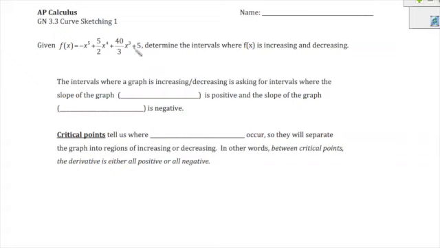f of x equals negative x to the fifth plus 5 over 2 x to the fourth plus 40 over 3 x to the third plus 5. Determine the intervals where f of x is increasing and decreasing.